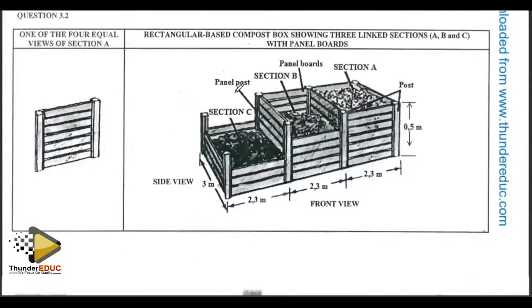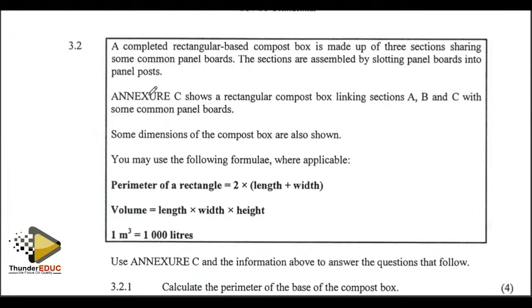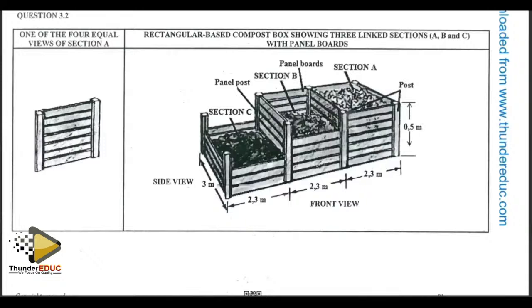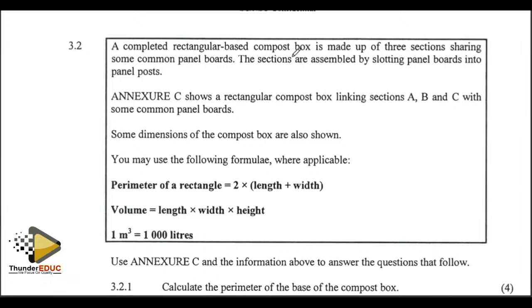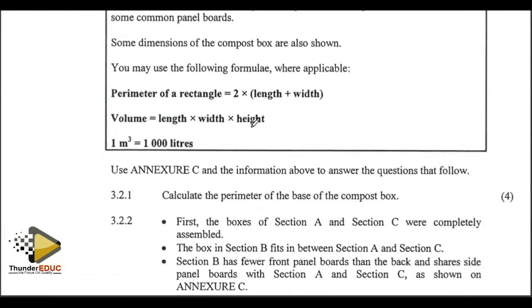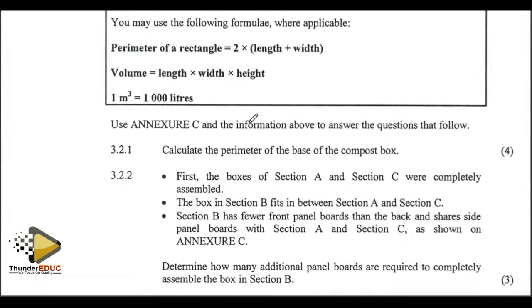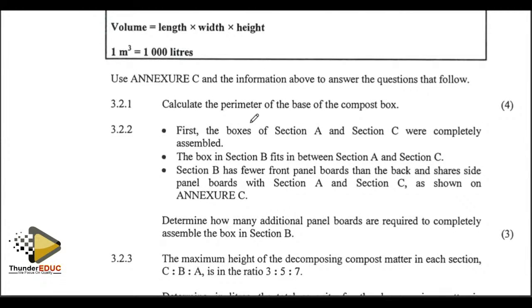Okay. So annexure C shows a rectangular composite box, this one here, and the composite box links sections A, B, and C with the same common panel boards. Some dimensions of the composite box are also shown. You may use the following formulae where applicable. Perimeter of the rectangle equals 2 into length plus width. Volume equals length times width times height. 1 meter cubed equals 1,000 liters. Use annexure C and the information above to answer the following question.